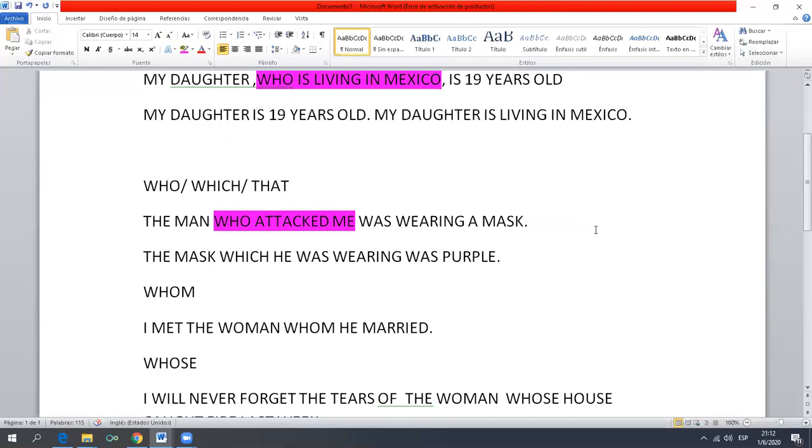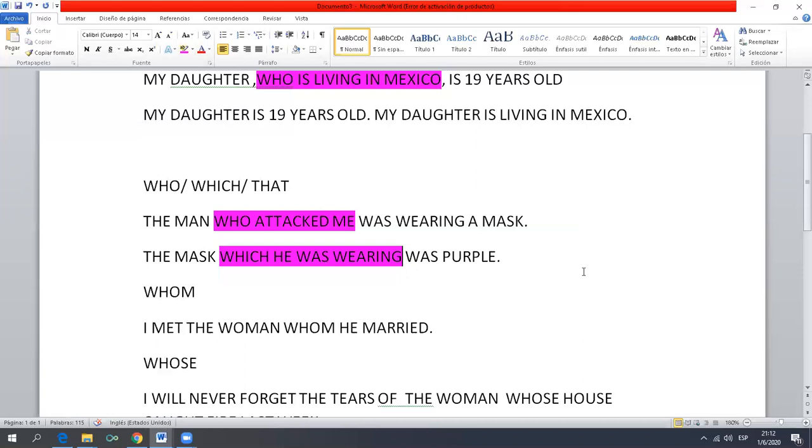And we could see that this comes from two sentences. The man was wearing a mask, the man attacked me. In the second case, as I have a non-human here, mask, I use which. And I could add that the mask, here I use a relative clause, which he was wearing was purple.